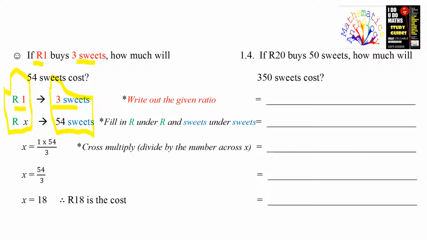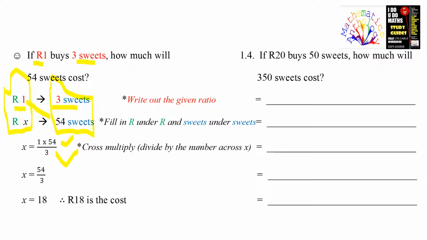Now we need to cross multiply. We cross multiply by the first value and the one across from it. So 1 rand times 54. So 1 times 54 goes on the top there, and at the bottom we just divide by the value we know, which is 3, and that will be our unknown value.